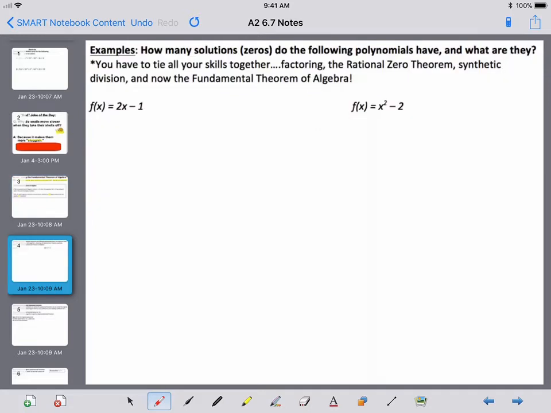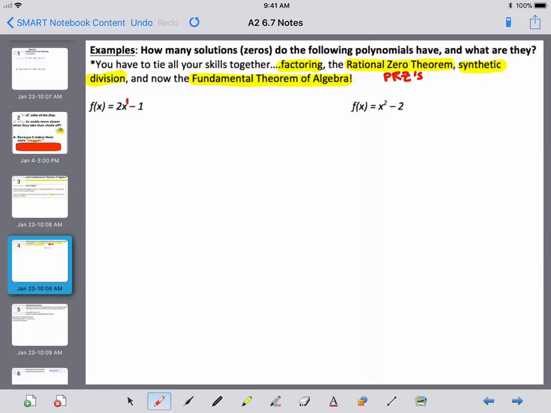What we're asked is how many solutions do each of the following polynomials have and what are they? So in order to do this, you're going to have to tie all of the skills that you've learned for solving. You have to know how to factor, you have to use that rational zero theorem. Remember, that's the theorem that gives you the PRZs of a function. You have to know how to use synthetic division, and now this new fundamental theorem of algebra. So let's look at example 1.